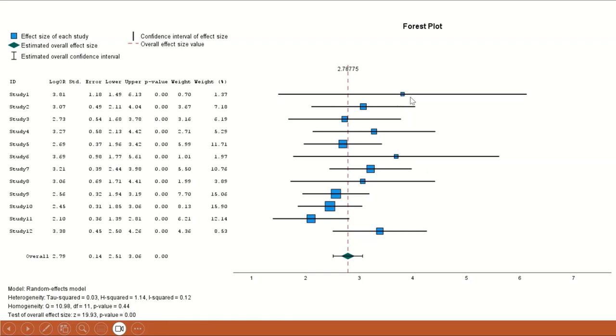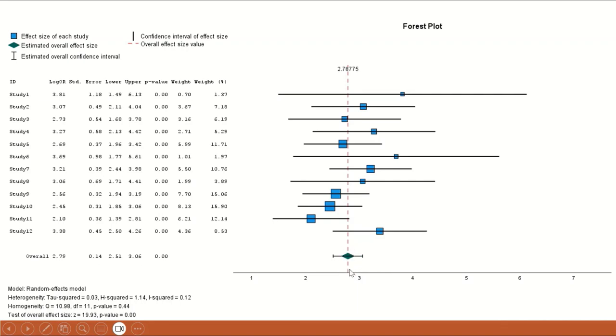These blue square symbols represent the effect size, which is the odds ratio for each individual study. The horizontal line is the 95% confidence interval, and the sizes of these squares vary depending on the weight percentage or the sample size. Larger sample sizes have larger squares. The red dashed line represents the overall estimated effect size or the overall odds ratio.